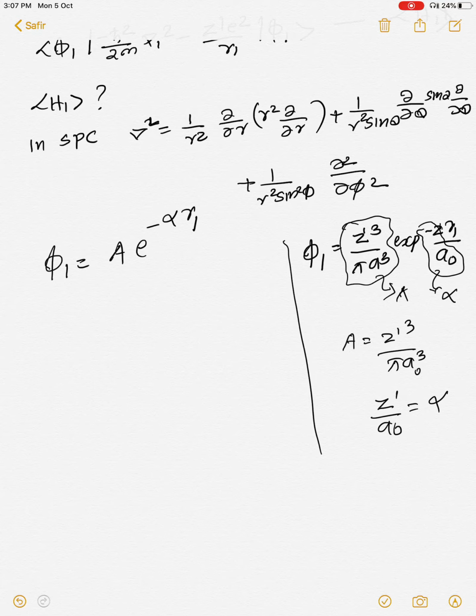Here the wave function phi has only a radial part, so there is no need to find the theta part and phi part, because the wave function is independent of theta and phi. It only has the radial part r1, so we are going to evaluate only the radial part of the del square.